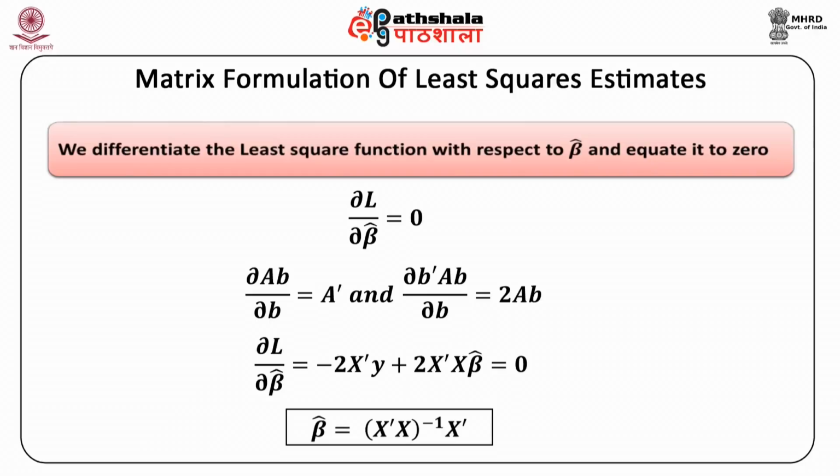Since we assumed that X has full column rank K, the matrix (X prime X) inverse exists. The second order conditions for a minimum are also satisfied, which is that the second derivative of L with respect to beta hat and beta hat prime is equal to twice X prime X, and this is greater than 0 because X prime X is a positive definite matrix.